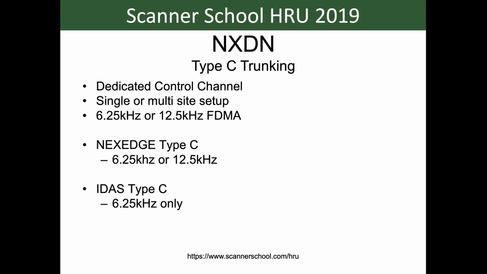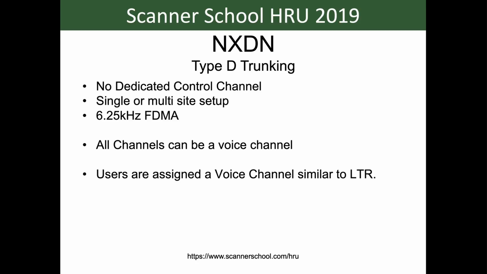NXDN, there's two flavors of trunking when it comes to NXDN, Type C and Type D. So Type C is a multi-site dedicated control channel. It could be 6.25 kilohertz to 12 kilohertz. Type D, there's no control channel. Again, it works a lot like LTR. A lot of the businesses would roll over into NXDN Type D if they have a DMR setup.